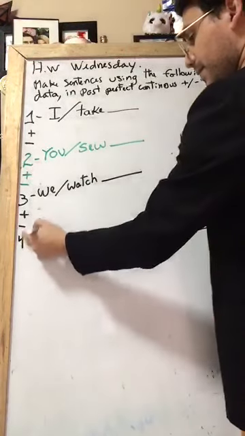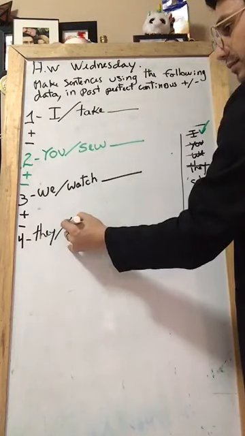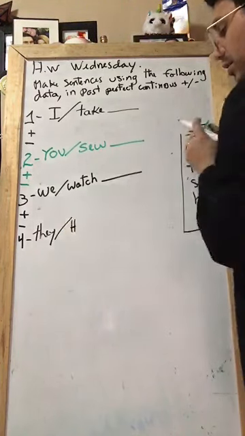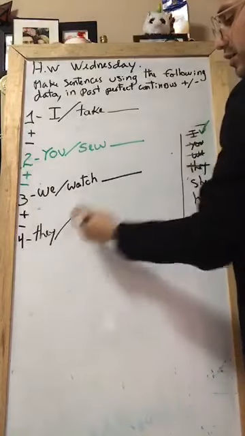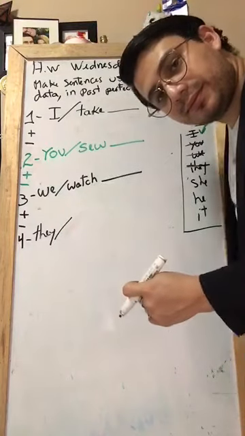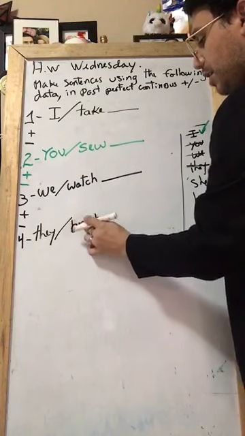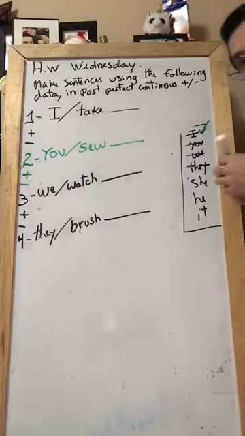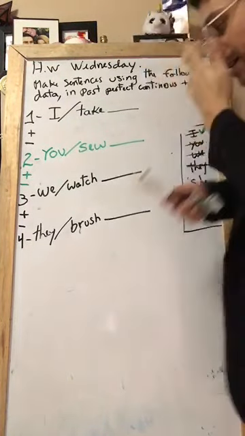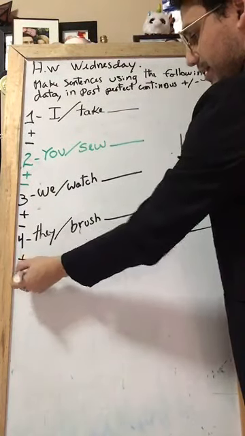Then I have number 4. It's gonna be they. They with hike. No, I don't know. Help me with this one. Brush. Brush is not the object. Brush is the action of brushing your hair or brushing your teeth, okay? So we are going to use those, and then a sentence that is positive and a sentence that is negative.